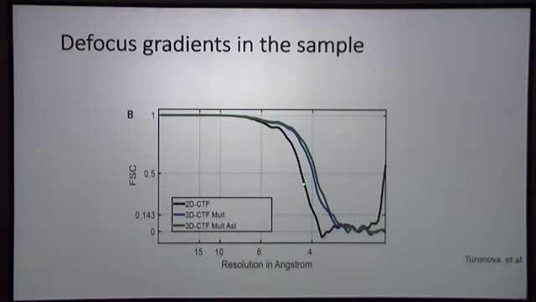And this just gives you an idea as to the effect of that. If we do a 2D CTF versus a 3D CTF, we get an improved Fourier-Shell correlation, and we can interpret higher resolution information.